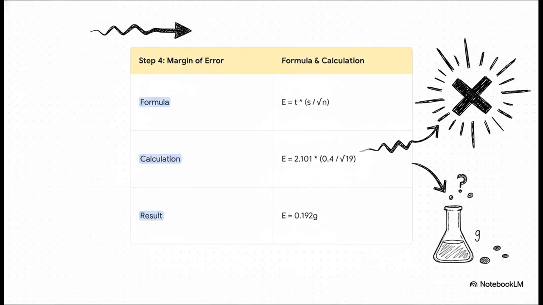Now for step 4, calculating the margin of error. This is the plus or minus wiggle room around our sample average. The formula is pretty straightforward. You take your t-score and multiply it by the sample standard deviation divided by the square root of the sample size. So we plug in our numbers, 2.101 times 0.4 divided by the square root of 19. That gives us a margin of error of 0.192 grams.